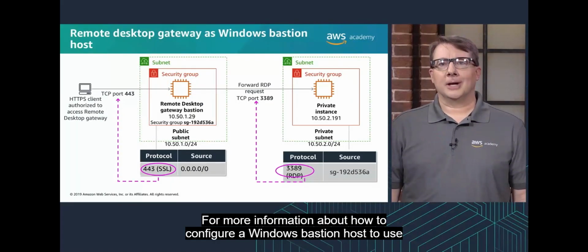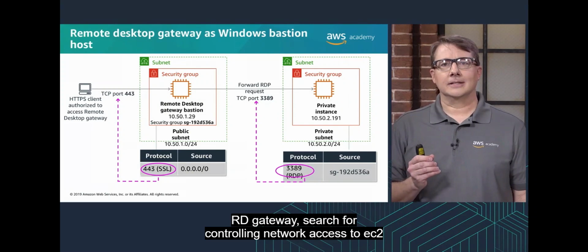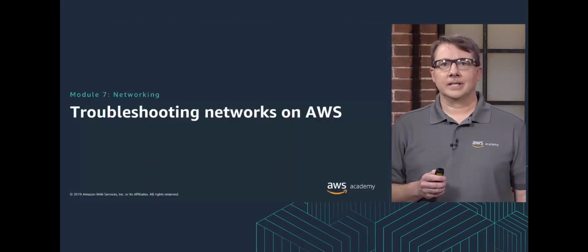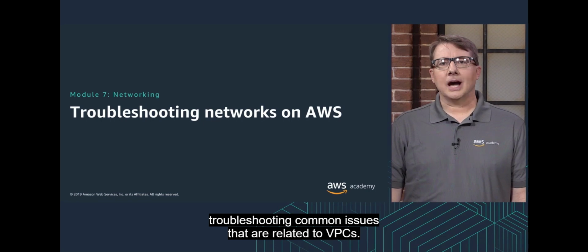For more information about how to configure a Windows Bastion host to use RD Gateway, search for controlling network access to EC2 instances by using a Bastion host in the AWS documentation. Now, you will review some recommended steps for troubleshooting common issues that are related to VPCs.